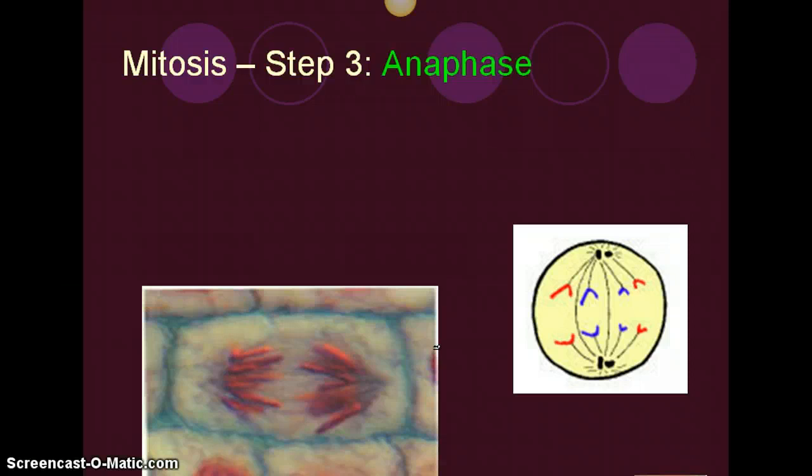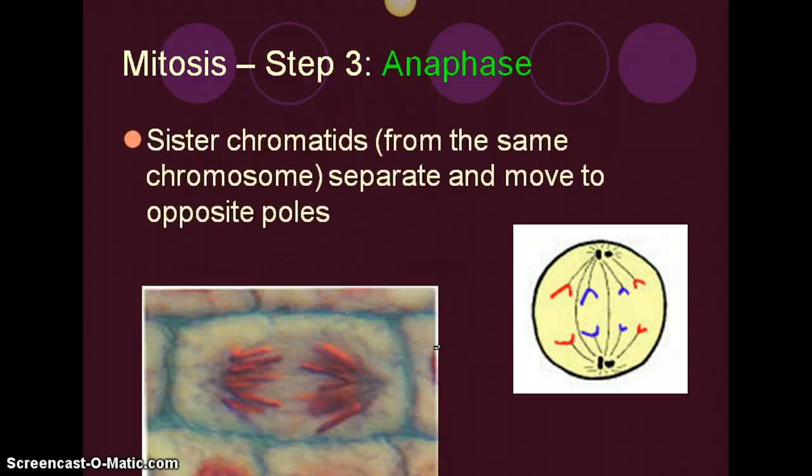Step 3 is anaphase, and in anaphase, these chromatids separate and move to opposite poles. And you can see that here. They're getting pulled apart to the opposite ends. This is a real picture of an onion frozen in time here in anaphase.